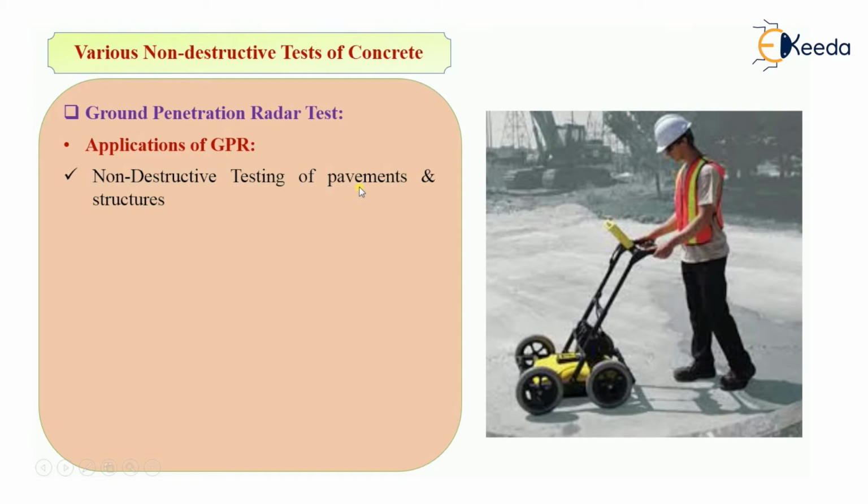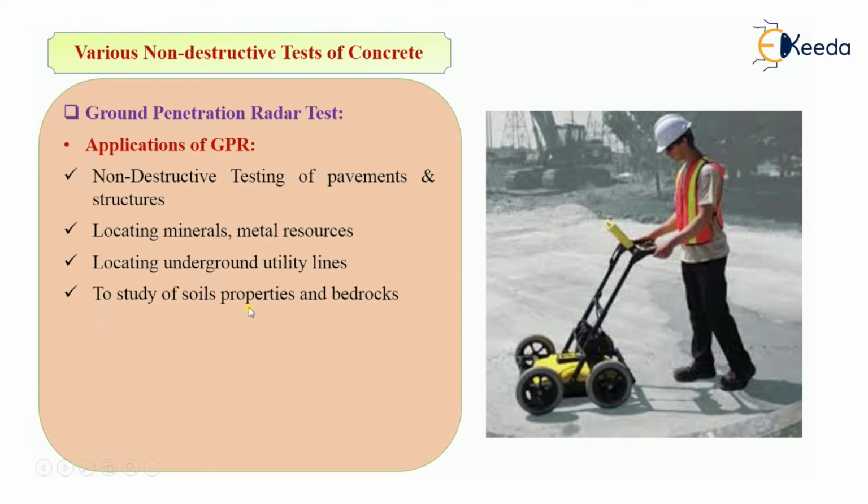Then locating minerals and metal resources, we can locate various minerals and metals which are available below the ground. Then locating underground utility lines, whether a sewer line is passing or not, whether a water line is passing or not, we can detect that by using the GPR test. Then to study soil properties and bedrock, we can study various properties of soil and bedrock by using this test.